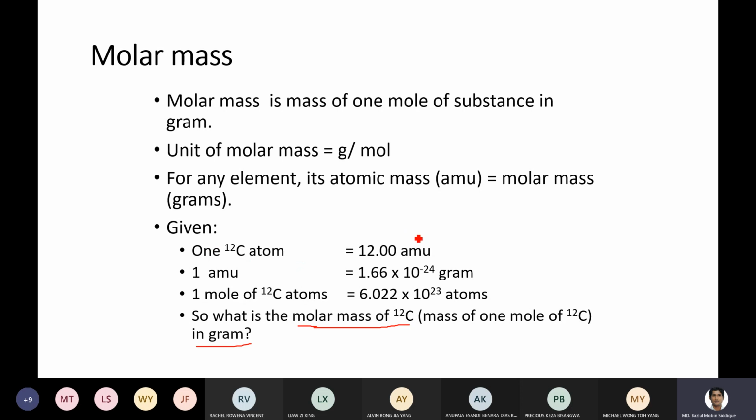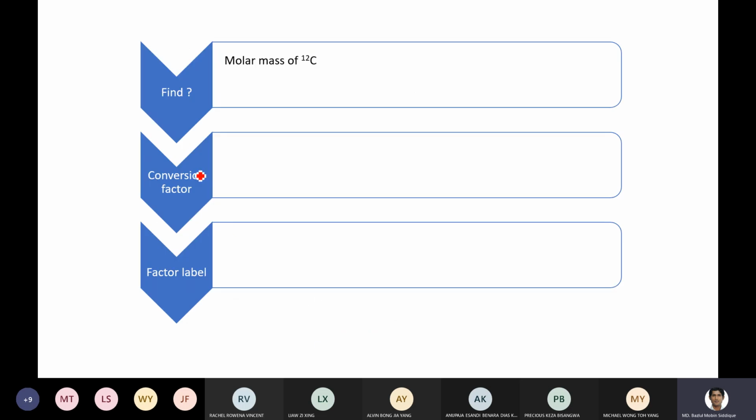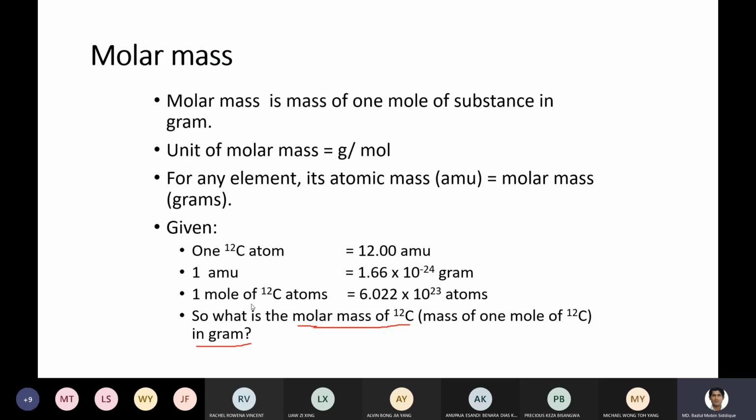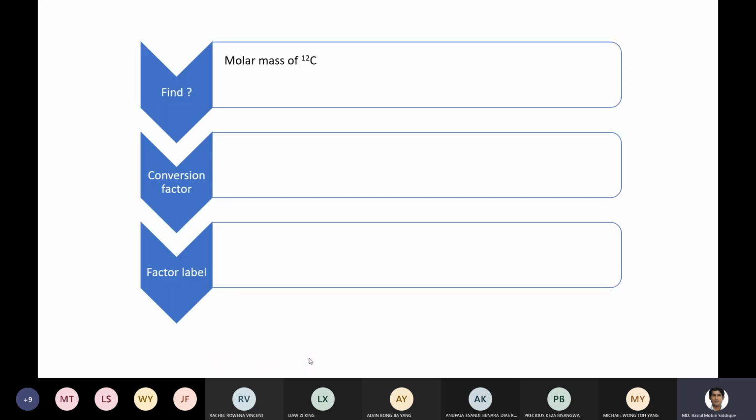Of course, we can find it in many different ways, but we will try to follow this unit conversion method, right? Dimensional analysis or unit conversion method. So it is asking us in gram. So what is the molar mass of carbon 12 in gram? It is asking in gram.